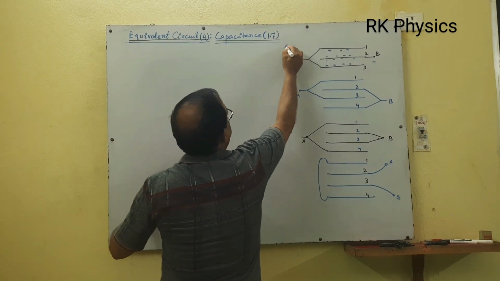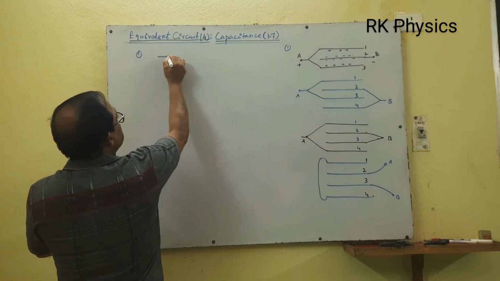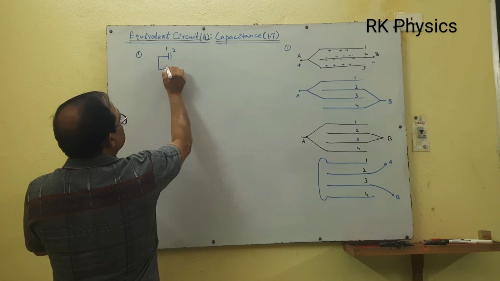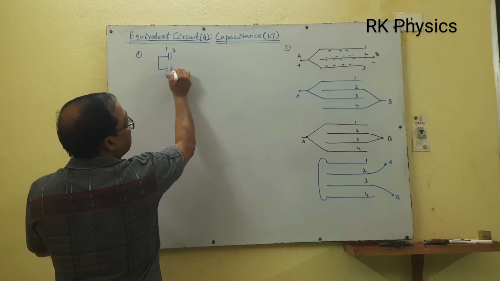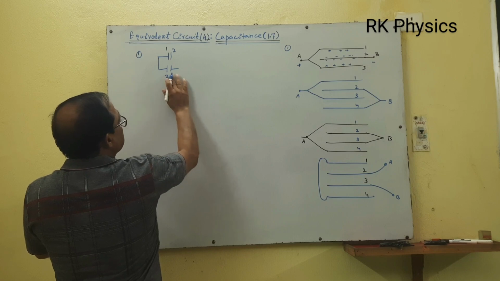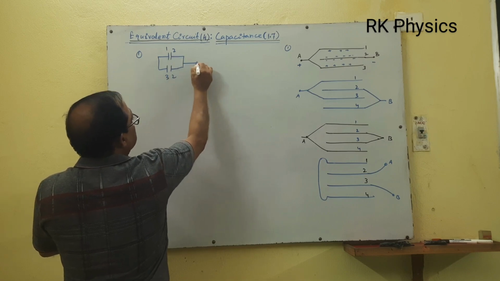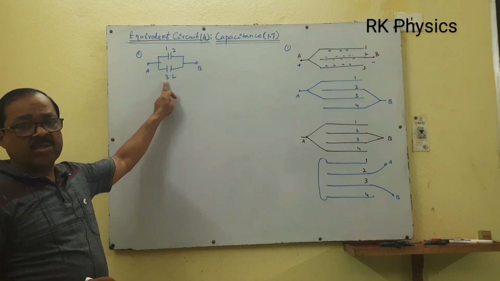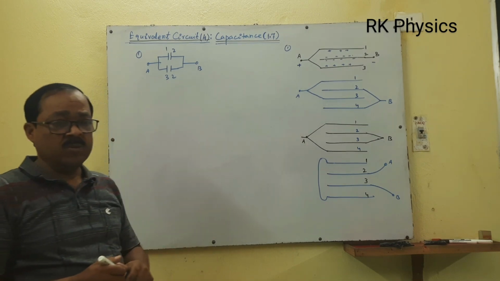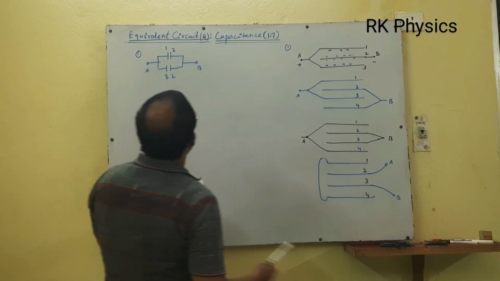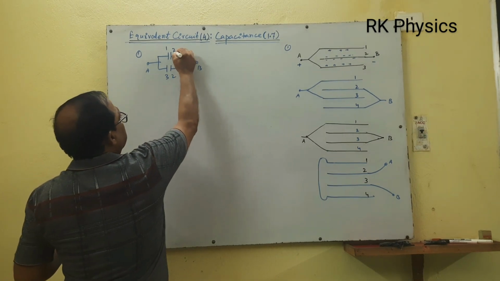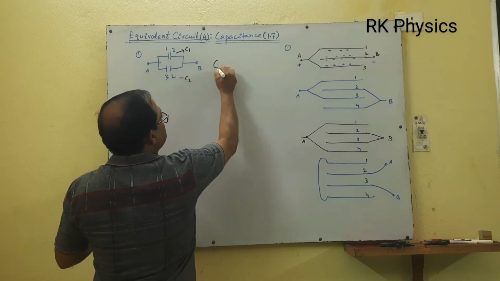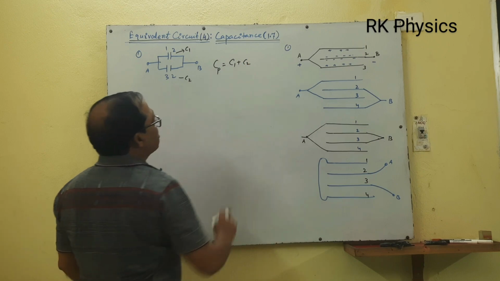I am calling this circuit 1. You write: this is the first capacitor, plate 1, plate 2, then the second capacitor, plate 2, plate 3, that is, 3 and 2 are now joined. This one is B and this one is A. This is the equivalent circuit diagram of the first figure. The capacitance between 1 and 2 is C1, this is C2, so this is a parallel combination: Cp equals C1 plus C2.